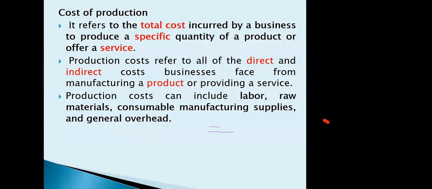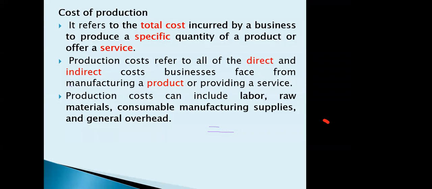Now, cost of production. See, cost of production क्या है? Cost of production refers to the total cost incurred by the business to produce a specific quantity, or to offer the service. So total cost includes direct cost as well as indirect cost. Cost of production means what? It is the sum of direct cost and indirect cost which we have spent on the product. That is nothing but cost of production.